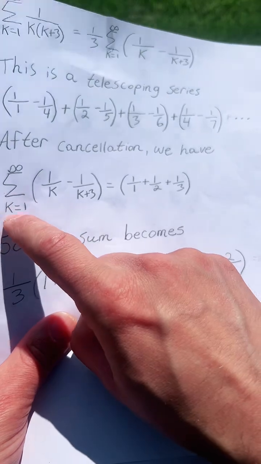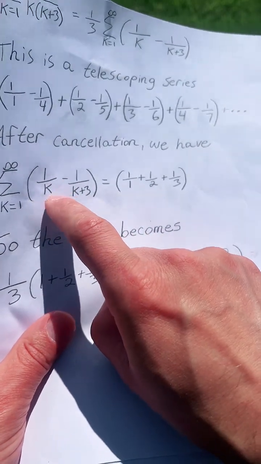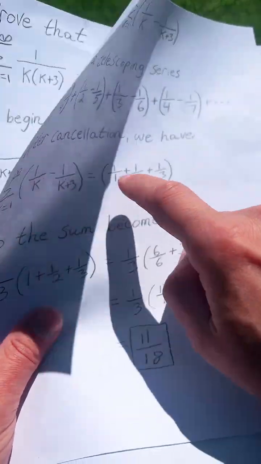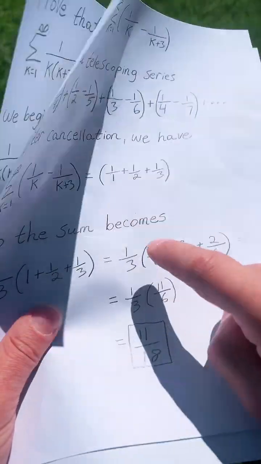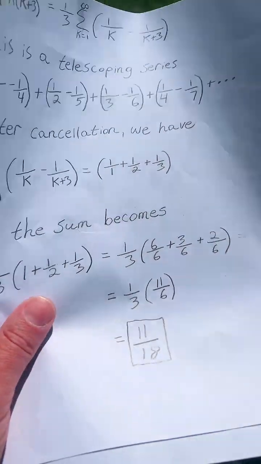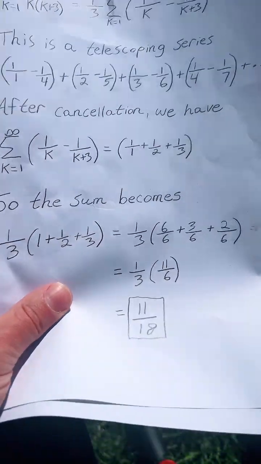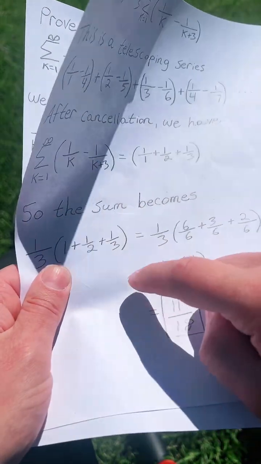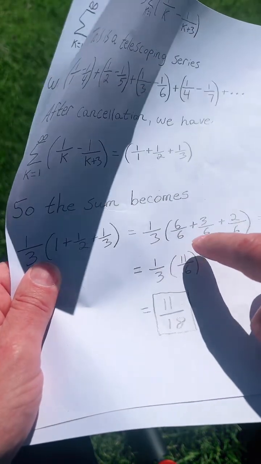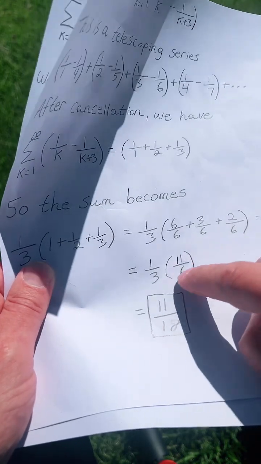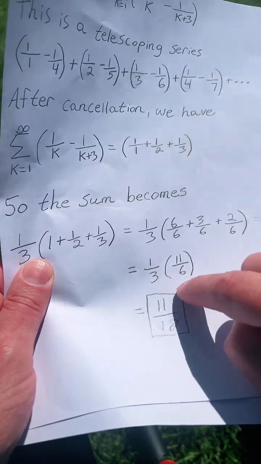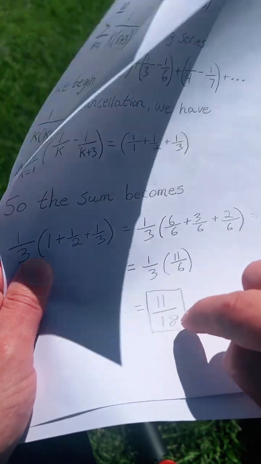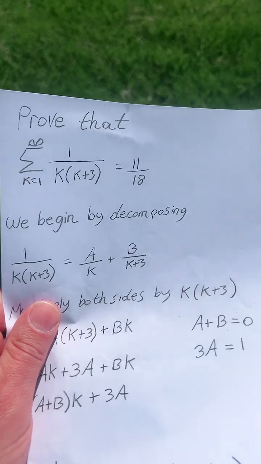So if you add terms forever of 1 over k minus 1 over k plus 3, that is equal to just 1 plus 1/2 plus 1/3. Well, 1 is 6 over 6, 1/2 is 3 over 6, and 1/3 is 2 over 6. But remember, our sum was equal to 1/3 times this whole thing. So it's 1/3 times 6 over 6 plus 3 over 6 plus 2 over 6, which is 11 over 6. So we have 1/3 times 11 over 6, which is 1 times 11 over 3 times 6, yes, 11 over 18. So yes, there we see it.